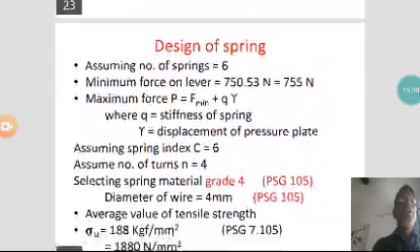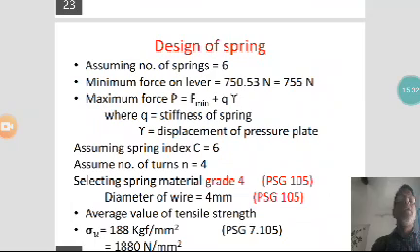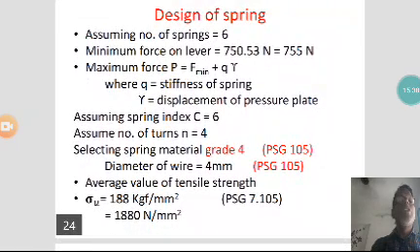And then again, one more important part in the clutches is the spring that you have to design. Now you know already, in Machine Design 1 you studied how to design the spring, but now this spring you have to specifically design for the clutch. So assume the number of springs is 6.